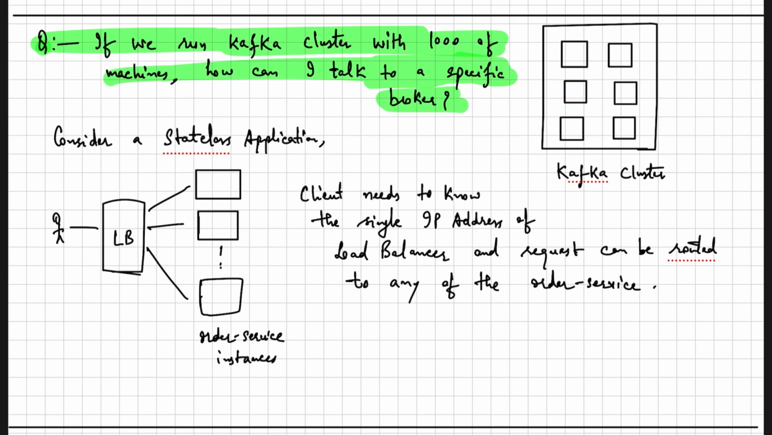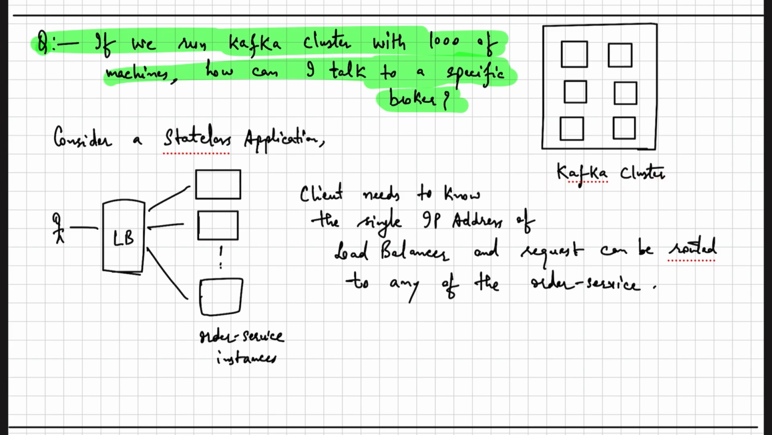For example, in case of a stateless application, there are order service instances. For example, we have 1,000 order service instances. What actually happens? Does the client know all the IP addresses of these 1,000 order service instances? No. What is the flow? Actually, we place a load balancer in front of all these instances, and the client has to know the load balancer IP only, right? And then the request would be routed to any of the order service instances. That's how things usually work in a stateless application.